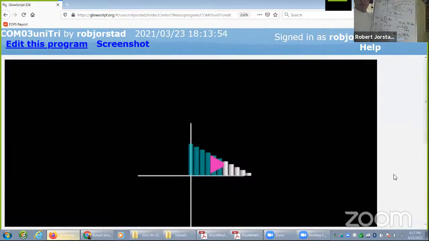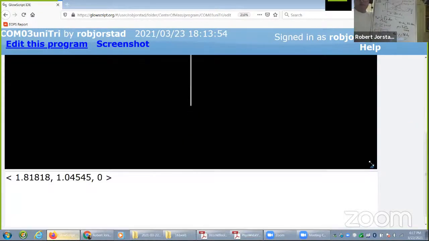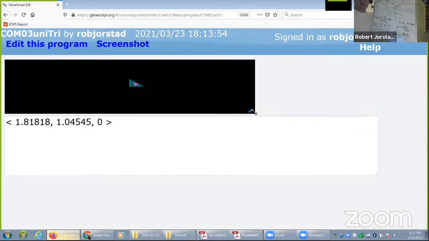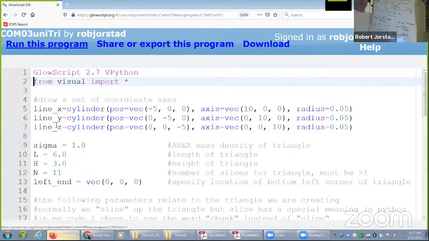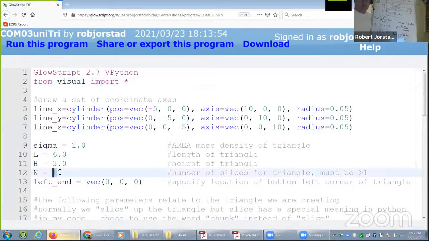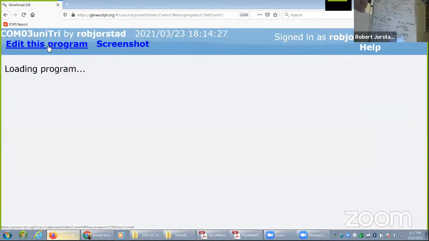And now if I scroll down to here, the answer should be 1/3 from the fat end. So the answer should be 2 and 1. Because again, I used a length of 6. 1/3 of 6 is 2. 1/3 of the height, which was 3. So it's not perfect, is it? But if we go to more and more slices, it should get closer to what we expect.